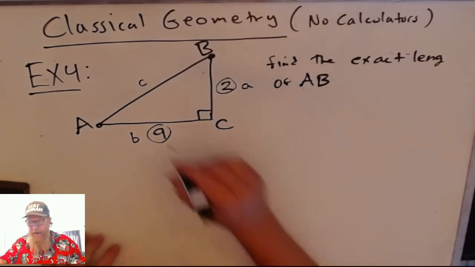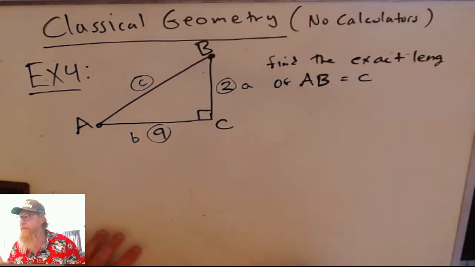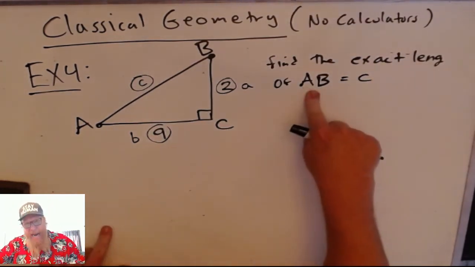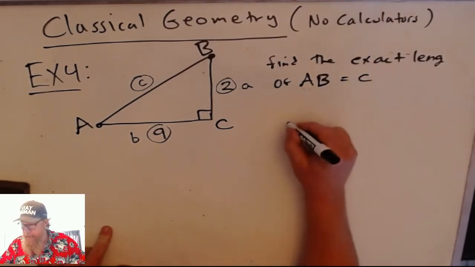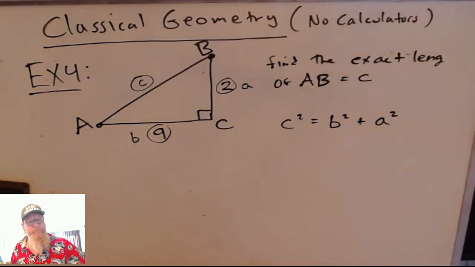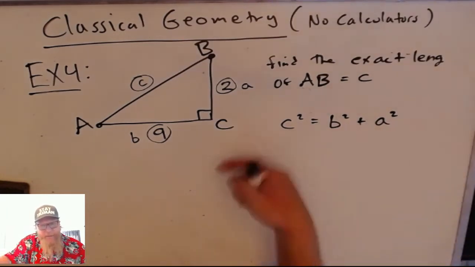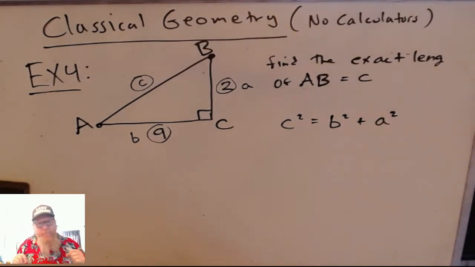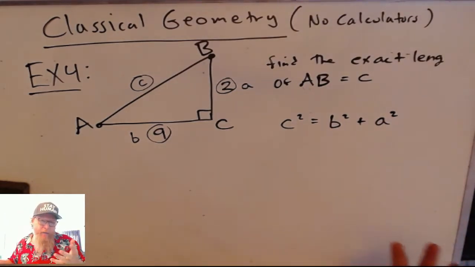All right, so we're trying to find lowercase c. Yeah, so the line segment AB is lowercase c. So we got c squared equals b squared plus a squared. Probably have that memorized by now. You might also memorize it as a squared plus b squared equals c squared. That's just reading it this way. I read it the other way. C squared equals b squared plus a squared. Tomato, tomato.